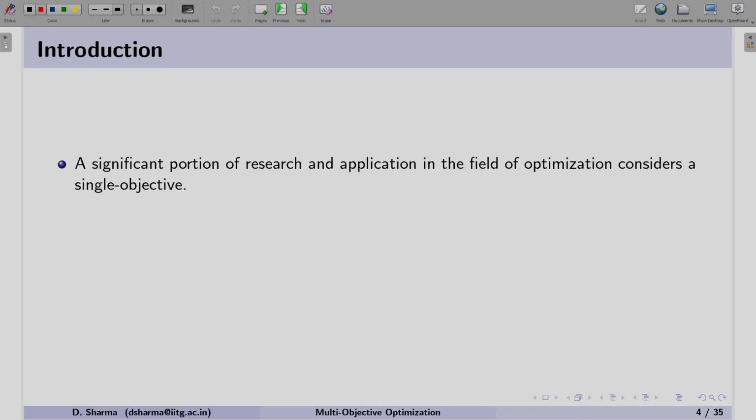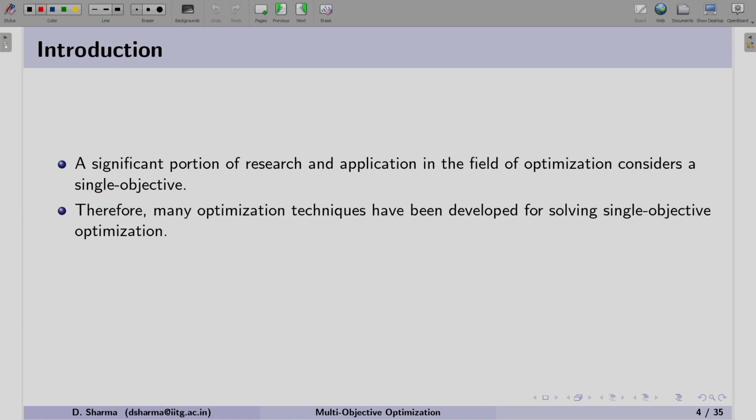So, let us start with the introduction to multi-objective optimization. Now, as we can see in the literature as well as in other applications, a significant portion of the research and applications are developed using single objective optimization. So, in those fields, when we are constructing the optimization problem, we generally consider a single objective. Therefore, we have developed so many single objective optimization techniques to get an optimal solution.